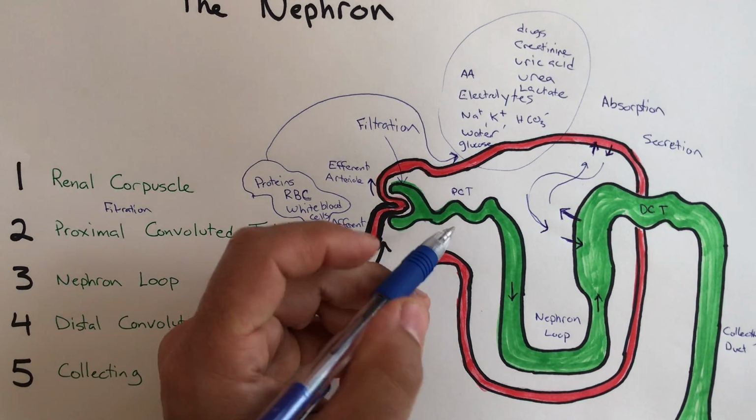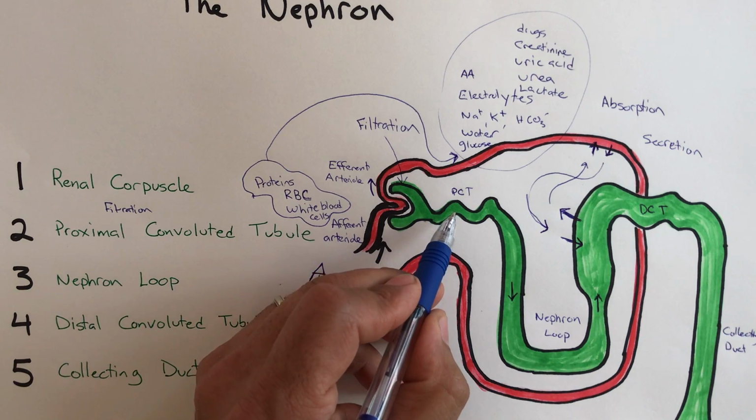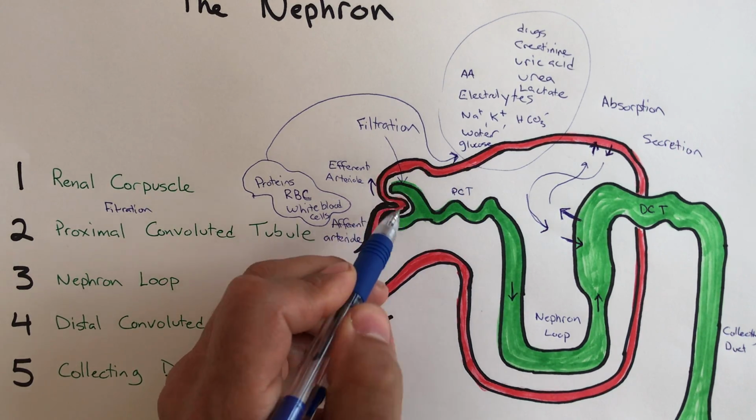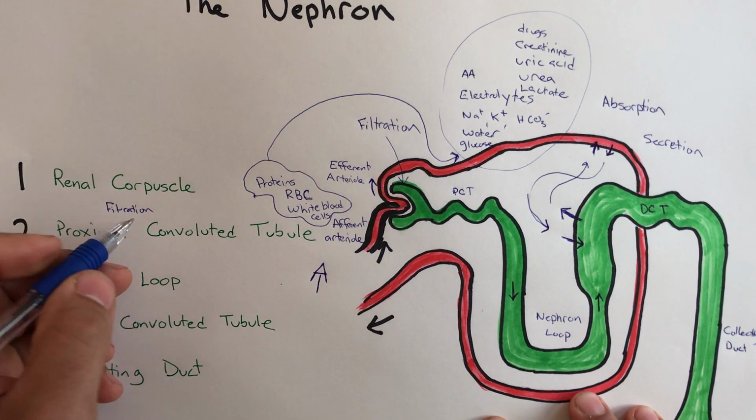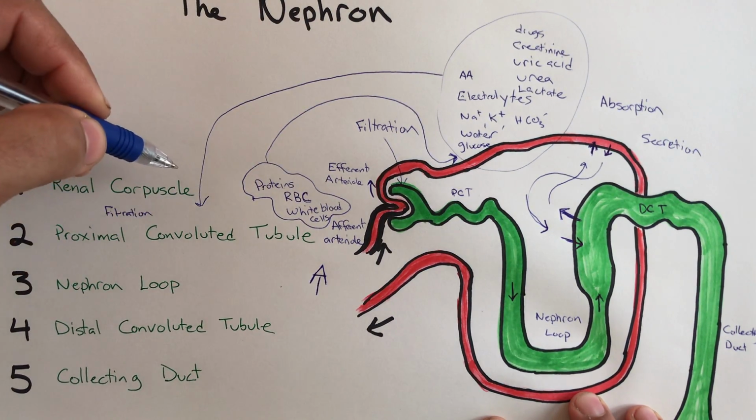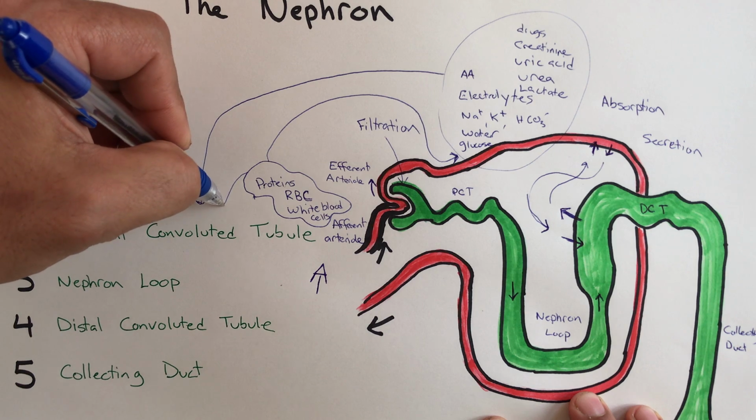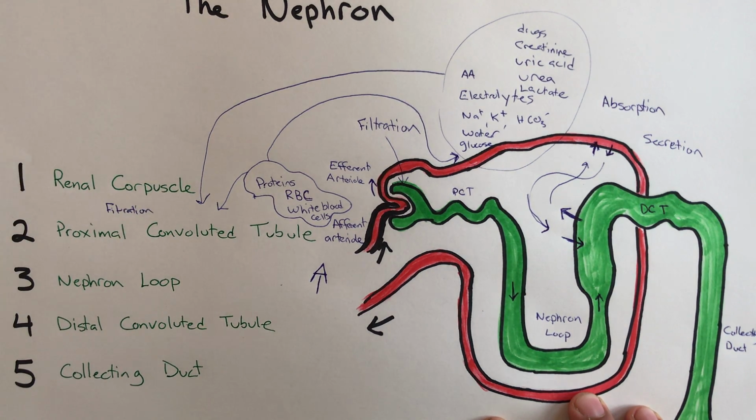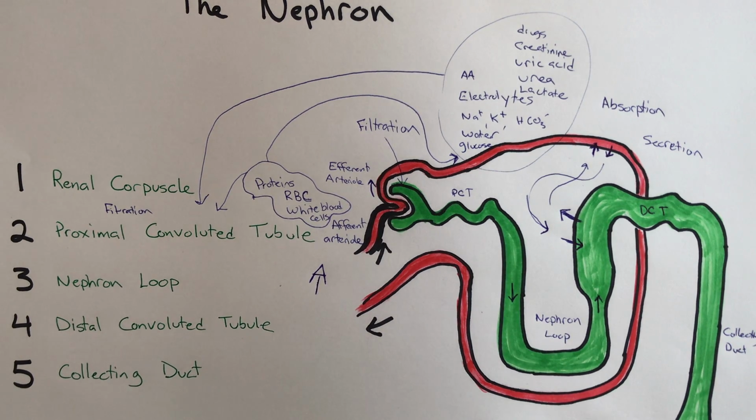Okay, now, this is what occurs specifically at the renal corpuscle. All these things that we talked about, these things that enter and exit, that's at the renal corpuscle. At the proximal convoluted tubule, some stuff goes in, some stuff exits. Some stuff is absorbed, some stuff is secreted.